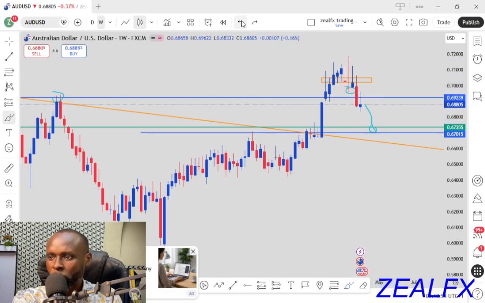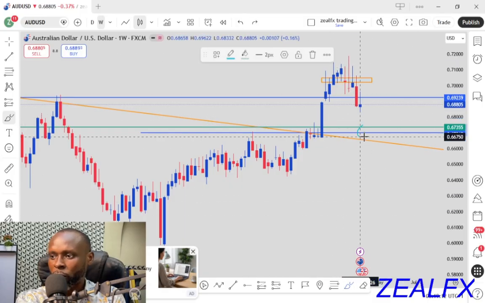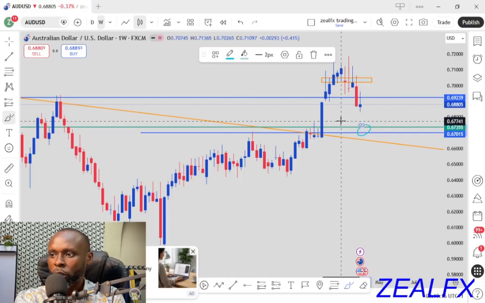for the Australia USD to the top. But so long as the price rejected from this weekly level, there might be price retesting this previous support level on the weekly chart, which is this support level. So we might be seeing price retesting this support level this coming week. So the weekly is already indicating a bearish trend, indicating a selling opportunity for the Australia USD.